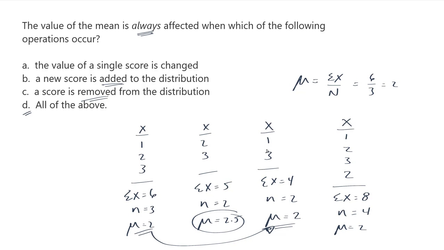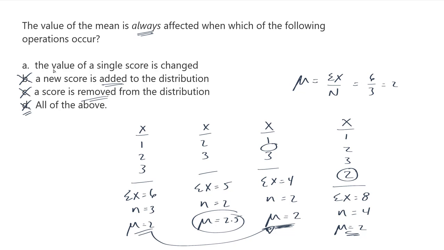So if I take away the number that was the mean, or if I add a number equal to the mean, then I won't be affecting the mean itself when I change from one set of numbers to a new set of numbers. So adding a score doesn't always change the mean. Removing a score doesn't always change the mean, so it can't be all of the above.